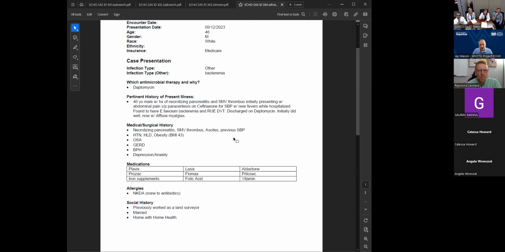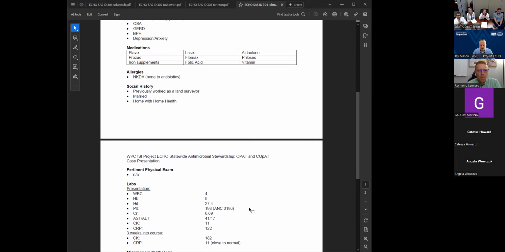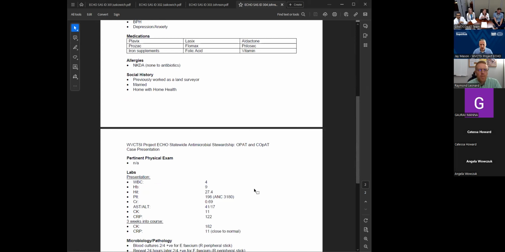As compared to our last patient, this patient is home with home health. He's administering his own antibiotics through a PICC line that was placed and getting weekly labs with home health. And what kind of happened was 2 weeks into his course, he gave OPAT a call and said, I don't know what's going on, but something is not right. I feel terrible.